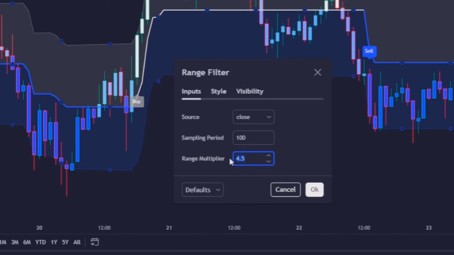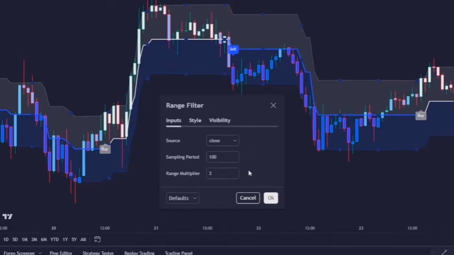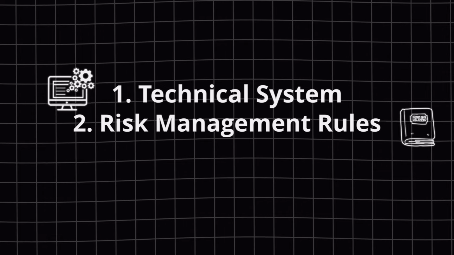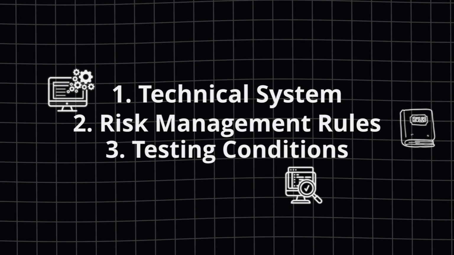And now there is only one thing left to do, which is to backtest this indicator. To do this, as usual, we need three things. First, the technical system, second, the risk management rules, and third, the testing conditions.